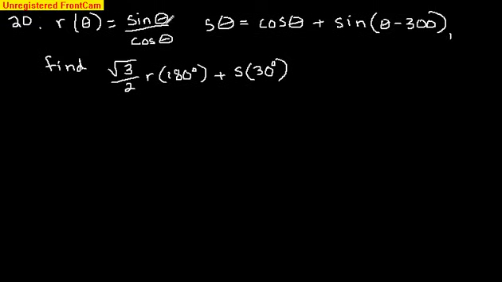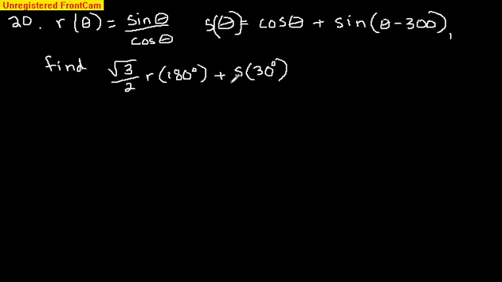Okay, this one has two functions. The first one is r of theta equals sine of theta over cosine of theta, and our second function is f of theta equals cosine theta plus sine of theta minus 300. What we're supposed to find is 3 square root of 2 times, what this means is we're going to go to the r function, and everywhere we see the theta in parentheses, we're going to put in 180.